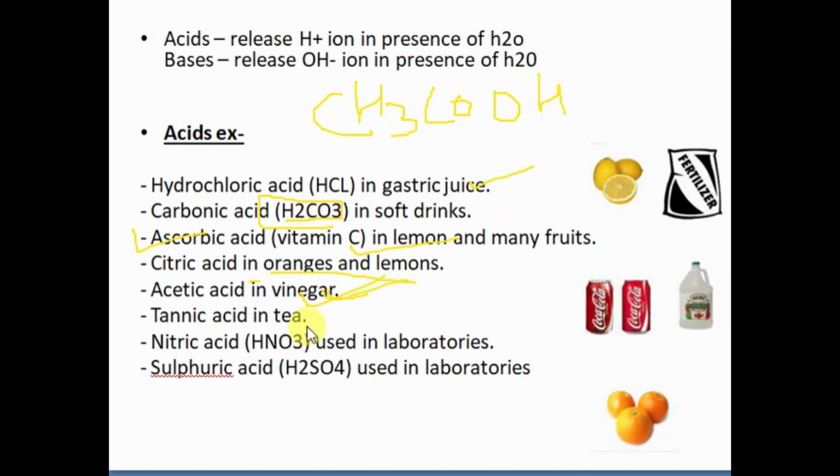Then we have tannic acid, which is present in tea. We have nitric acid that is present in laboratories. The formula is HNO3. We have sulfuric acid, H2SO4. And with this, you all know that there's something called acid rain. Acid rain takes place because of the presence of sulfuric acid and nitric acid.